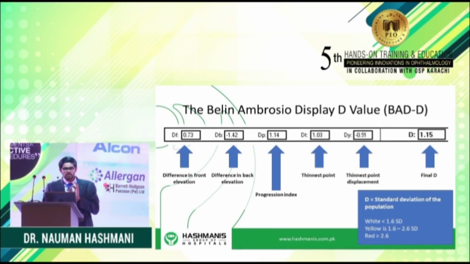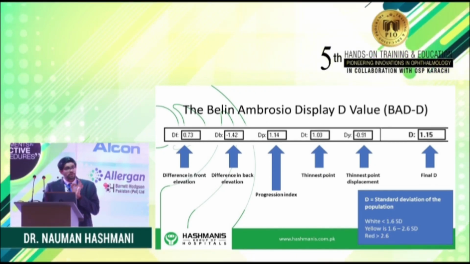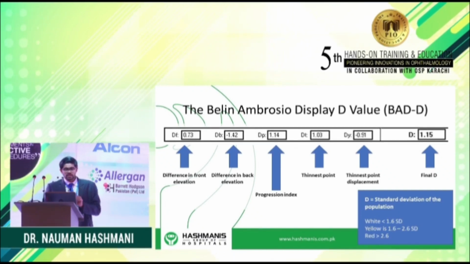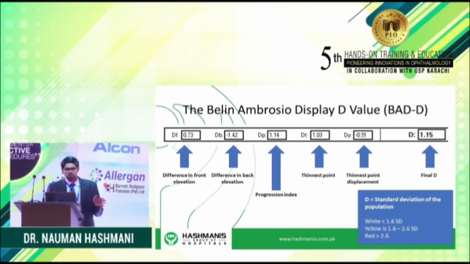Now, the most weightage of something is the progression index. If the progression index is abnormal and everything else is normal, the D will usually be abnormal. Now, the standard deviation of the population, the D basically stands for the standard deviation. So white is less than 1.6 standard deviation, yellow is 1.6 to 2.6, and a red is 2.6, meaning they are very off the normal.